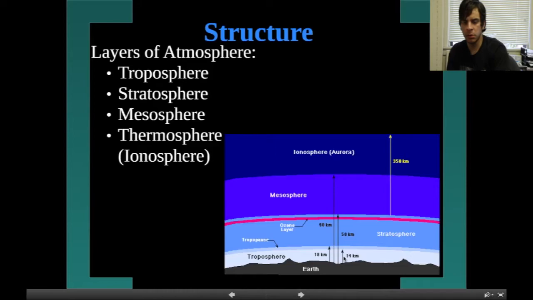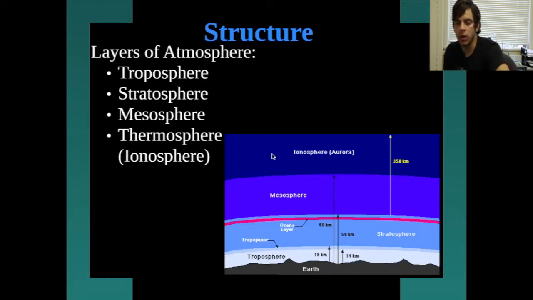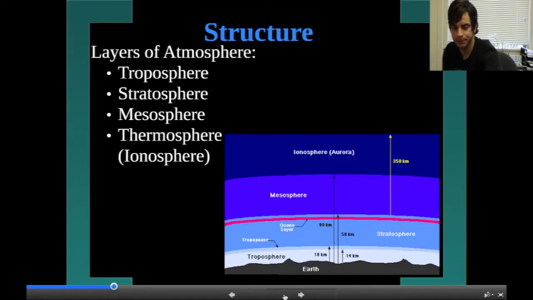The structure of the atmosphere. Down here, the closest to the Earth, we have the troposphere. Then it's the stratosphere, the mesosphere, and at the highest layer is the thermosphere, which is also called the ionosphere.